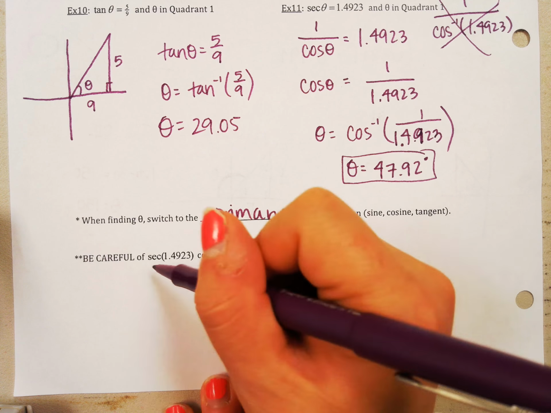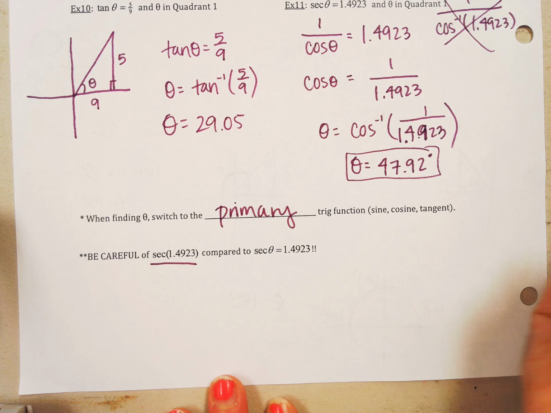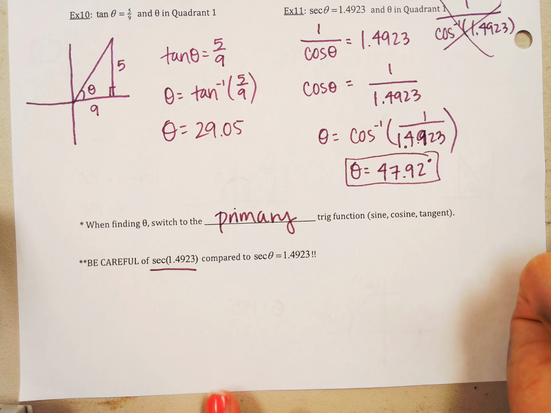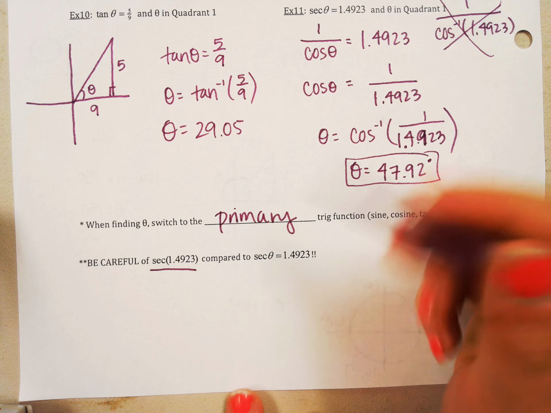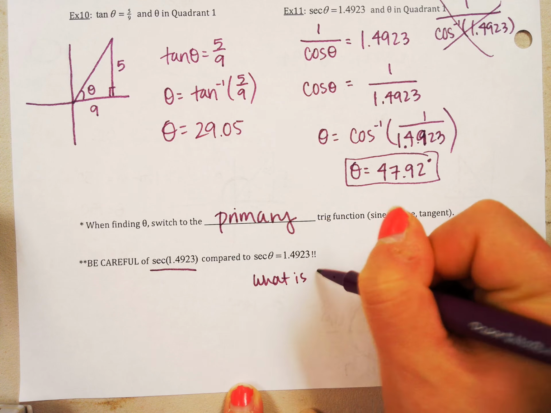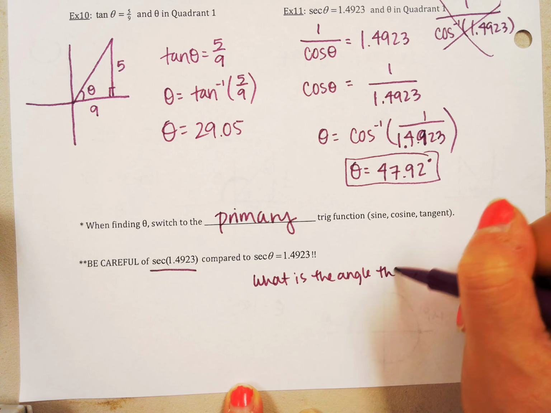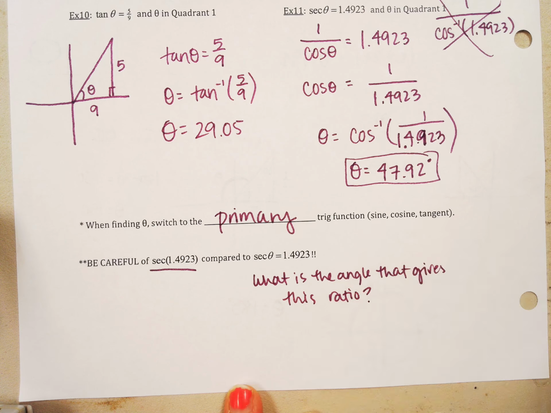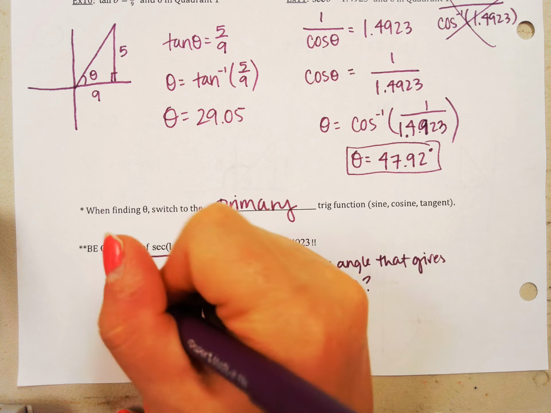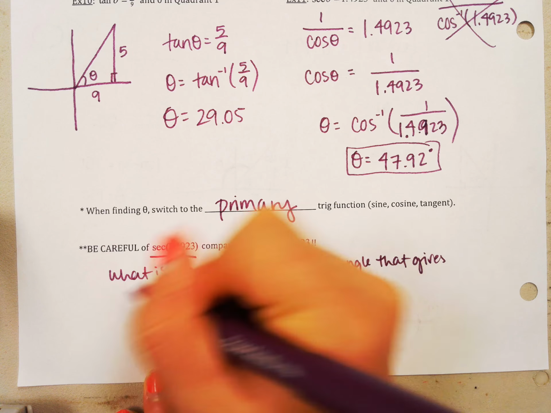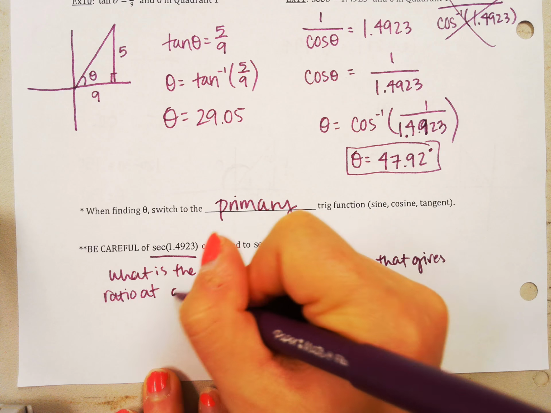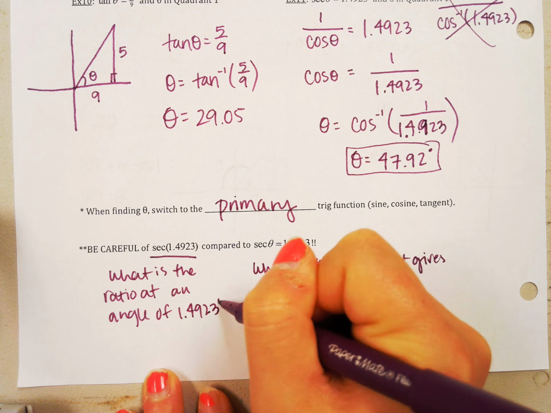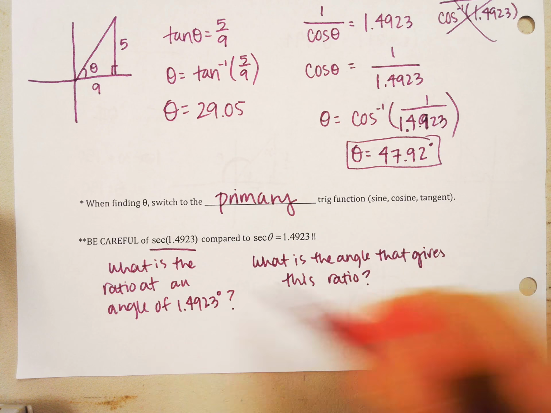And know that there is a difference. So secant of 1.4923 will give you a value. So will secant inverse of 1.4923. Some of those are two different things. This one asks what's the angle that gives this ratio. This one says what is the ratio at an angle of 1.4923 degrees. Okay, so these are two different questions.